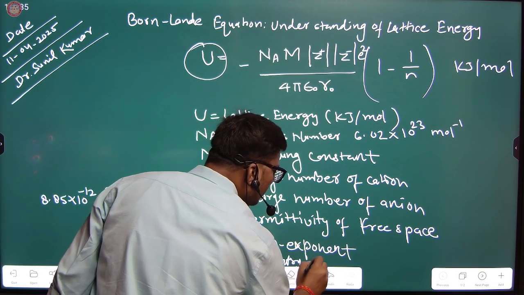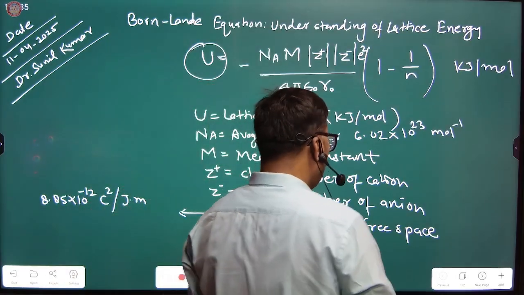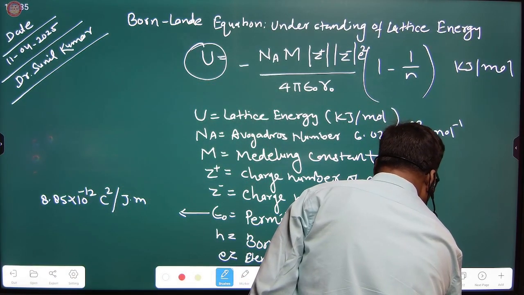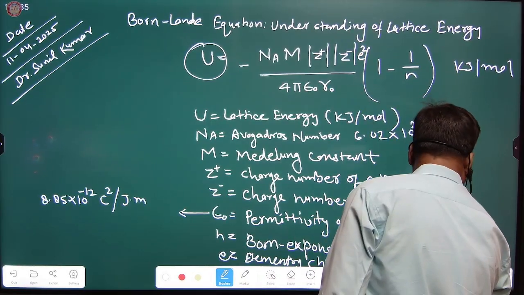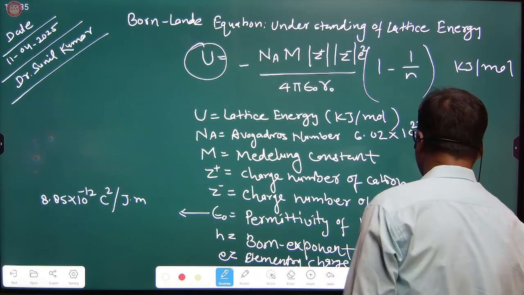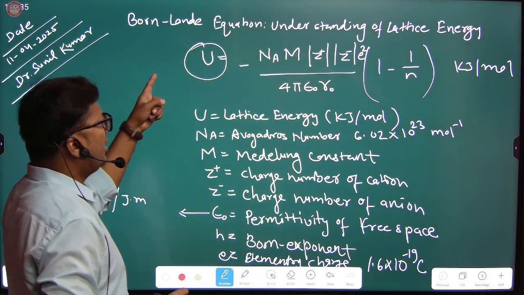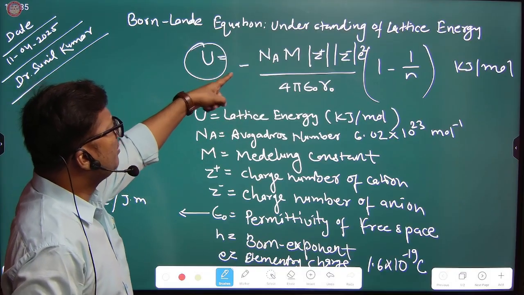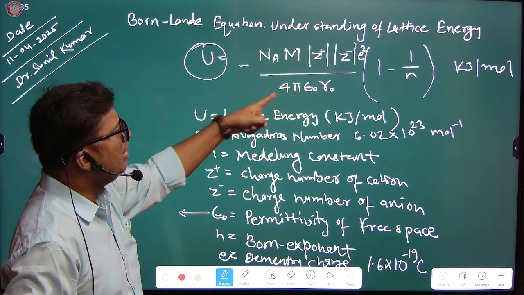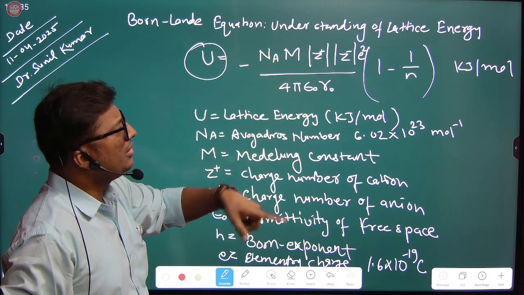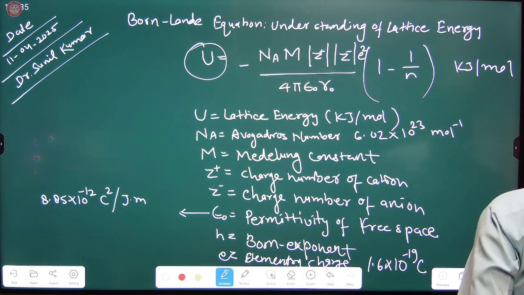Elementary charge, which has a value of 1.6 × 10 to the power minus 19 coulomb, right? So this is the final equation of the Born-Landé equations. U is equal to minus N_A M Z plus mod of Z minus e square upon 4 pi epsilon 0 R, in bracket 1 minus 1 by n, kilojoule per mole, right?